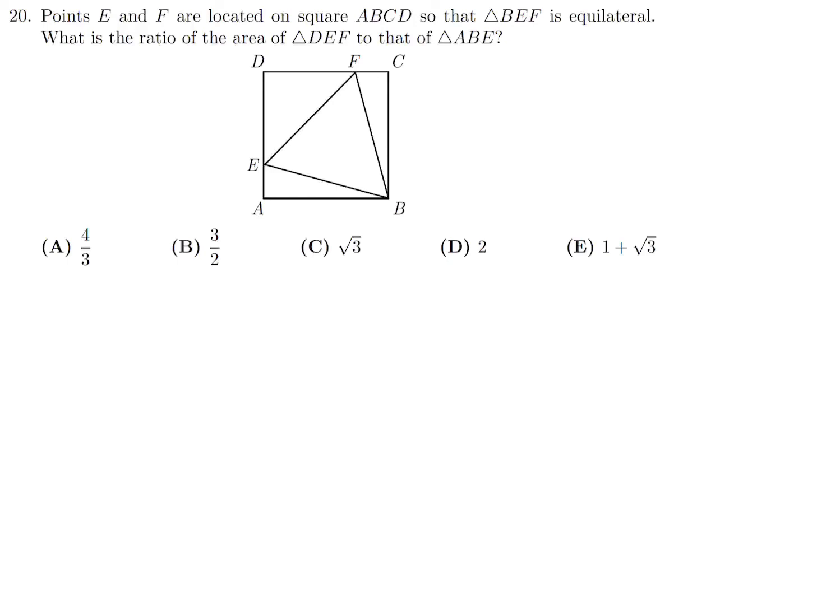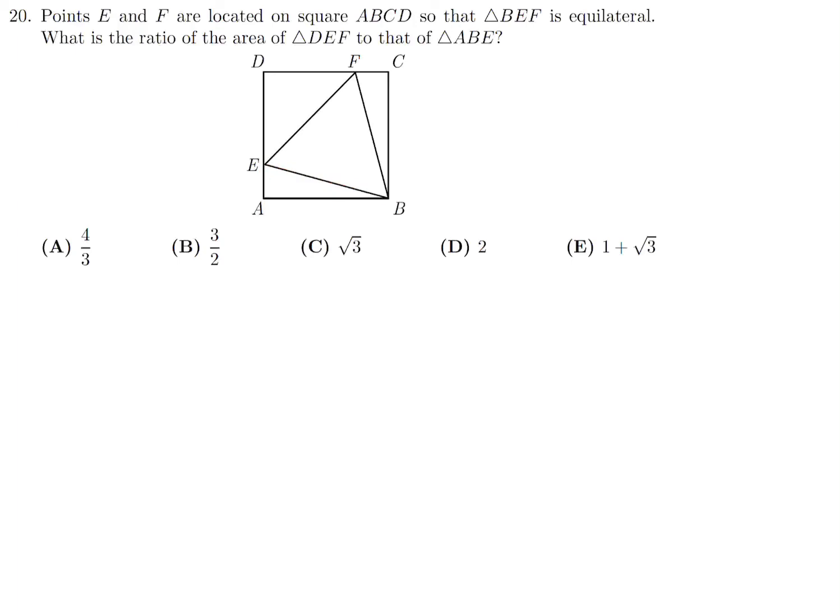Points E and F are located on the square ABCD so that BEF is equilateral. What is the ratio of the area of DEF to that of ABE? So they want the ratio of DEF, so DEF right here, to the area of ABE. ABE right there.